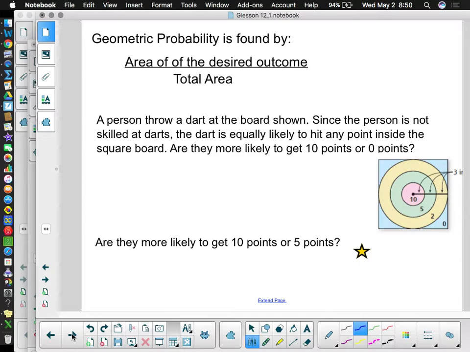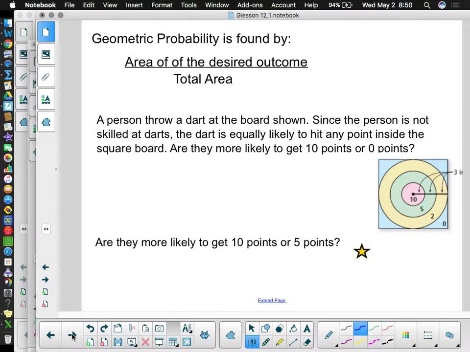So I have a dartboard drawn in here. The radius of each circle is 3 inches, 6 inches, 9 inches as it gets bigger. A person throws a dart at the board shown. Since the person is not skilled at darts, the dart is equally likely to hit any point inside the square board. Are they more likely to get 10 points or 0 points is the question.